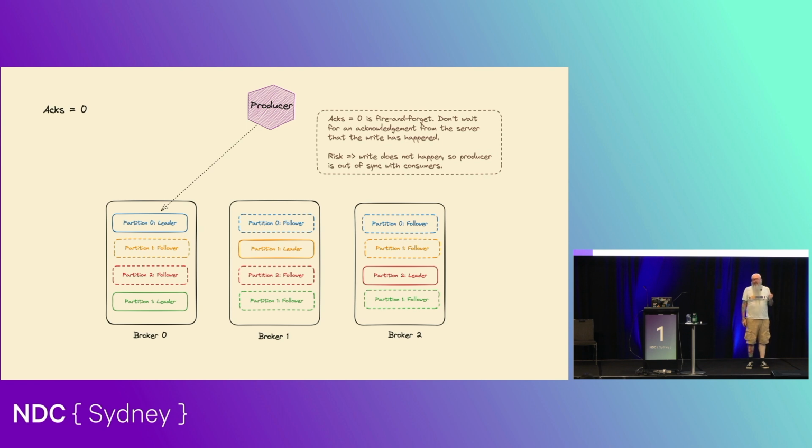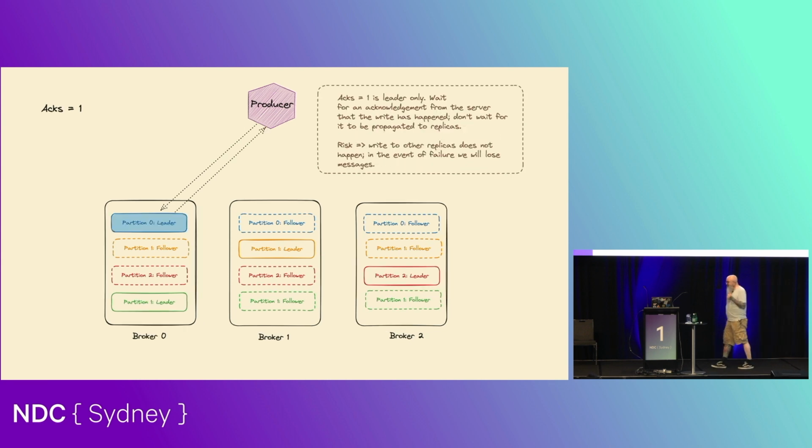Acks equals 0, or acknowledgements equals 0, says, I don't really care about safety, I just care about speed, right? Foot on the floor, blackout windows, let's go for it. Generally, it means you'll get message loss, but that may be okay, right? So we do things like track couriers, where we can afford to lose some messages, right?